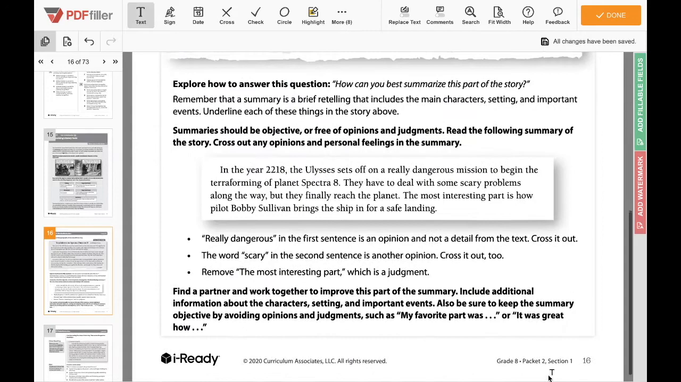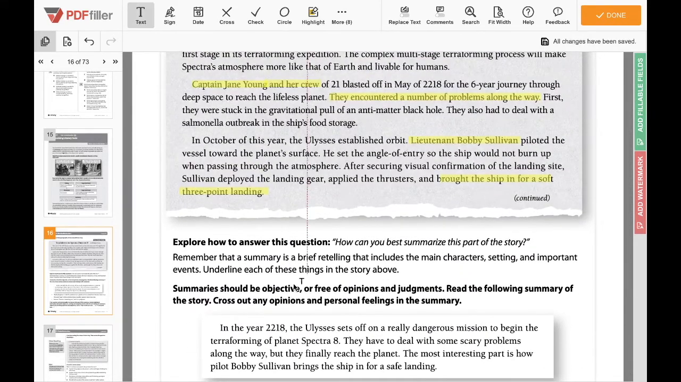Okay, so now let's look at this here. It says a summary should be objective, or free of opinions and judgments. Read the following summary of the story. Cross out any opinions and personal feelings in this summary. In the year 2218, the Ulysses sets off on a really dangerous mission to begin the terraforming of Planet 8. Well, the fact that it's really dangerous, is that an opinion or is that really necessary to what we're understanding? No, it's not necessary. So we would just say on a mission. We would take out really dangerous because that's not important to our understanding of what's happening.